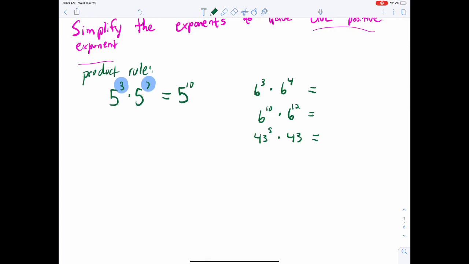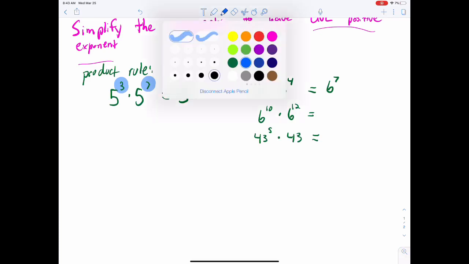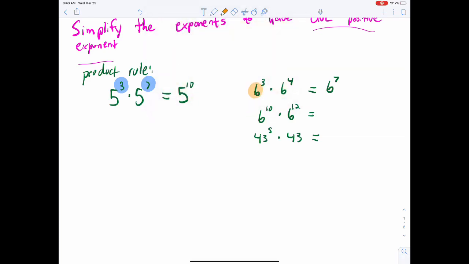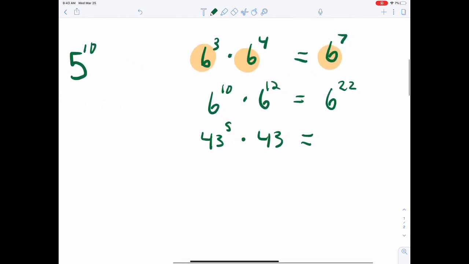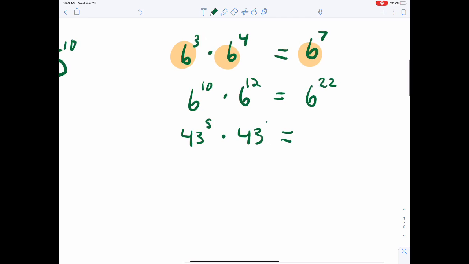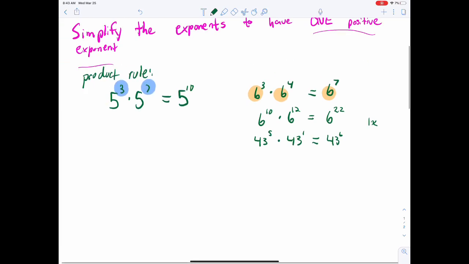Alright, this one should be 6 to the 7th. You just keep that same base the same. 6 to the 7th. And then this will be 6 to the 22nd. And then this one will be, well, we have to realize that there's really a 1 exponent right here. Just like how if we have an x, there's really a 1 in front of it. So this is 43 to the 6th. Alright, that's the first rule.